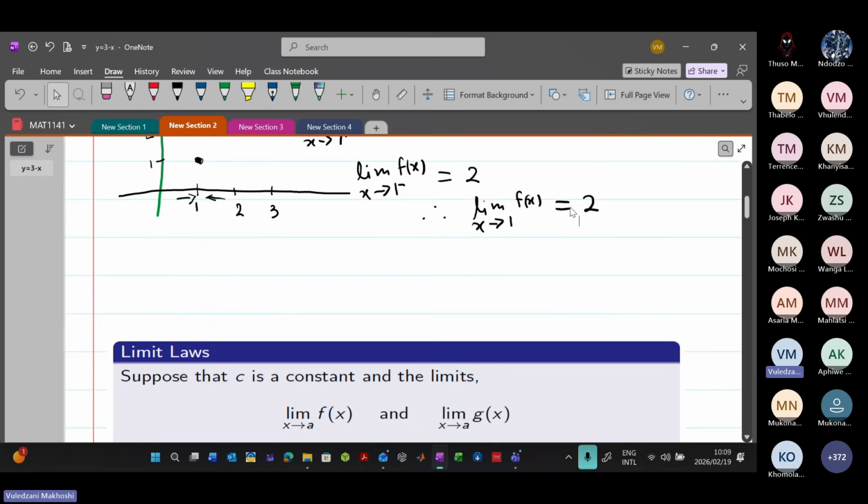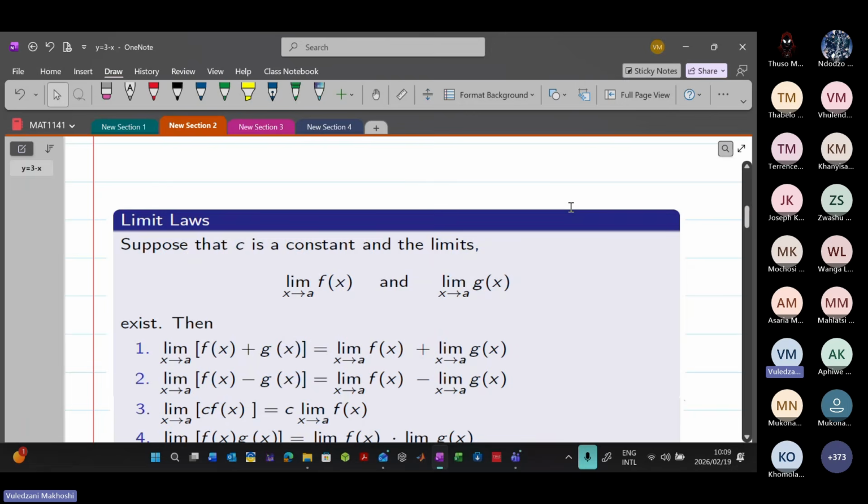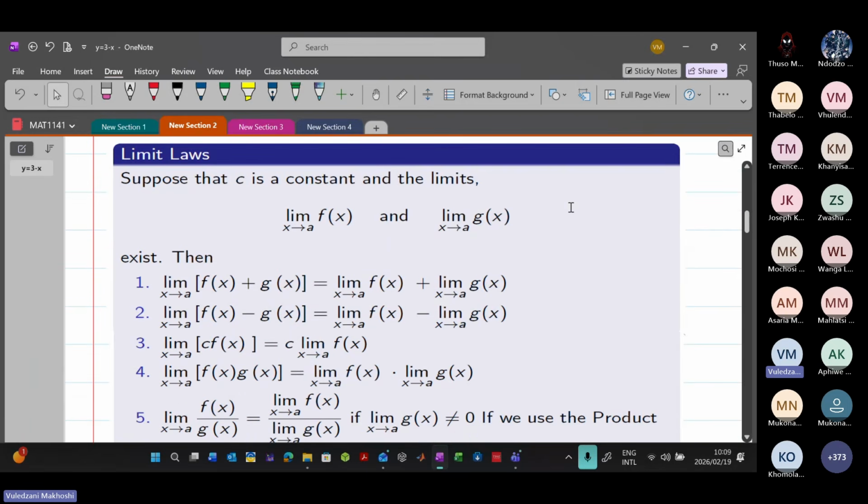That's what we have. So here, I just want us to revise or look at the limit laws. They're important because sometimes we ask you to apply them when you are dealing with these limits so that the logic is clear. So the limit laws go like this.